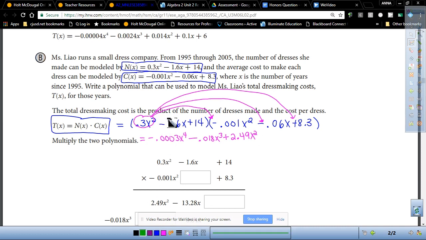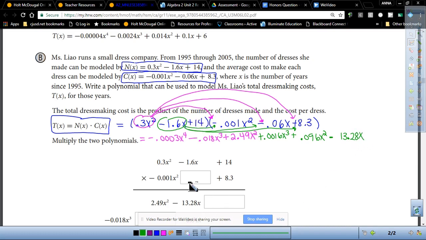Now I distribute my next term, negative 1.6x. I distribute it times the negative 0.001. That's a matter of moving the decimal places, so it's 0.0016. A negative times a negative is a positive, so 0.0016, and x times x squared is x cubed. I distribute it again: a negative times a negative is a positive, I get 1.6 times 0.06, which is 0.096, and x times x is x squared. I distribute it again: negative 1.6 times 8.3 is 13.28, but a negative times a positive is a negative, so negative 13.28, and it keeps the x.